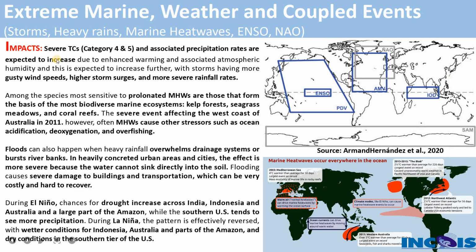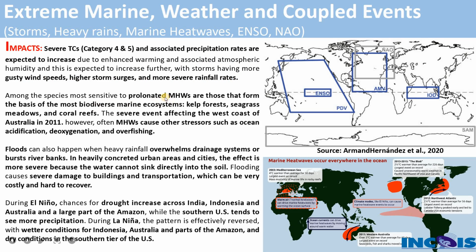If you see what kind of impact we have seen because of these events, severe tropical cyclones and associated precipitation rates are expected to increase, as I said in the previous slide. Because of this warming, these are going to affect the coastline in a very severe manner, by forming gusty wind speeds, higher storm surges, and more severe rainfall.